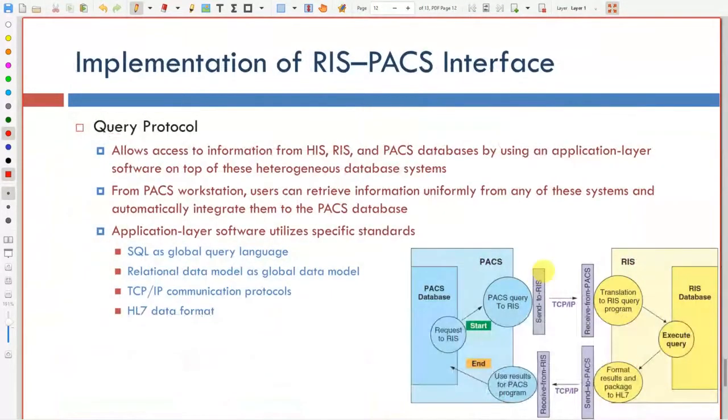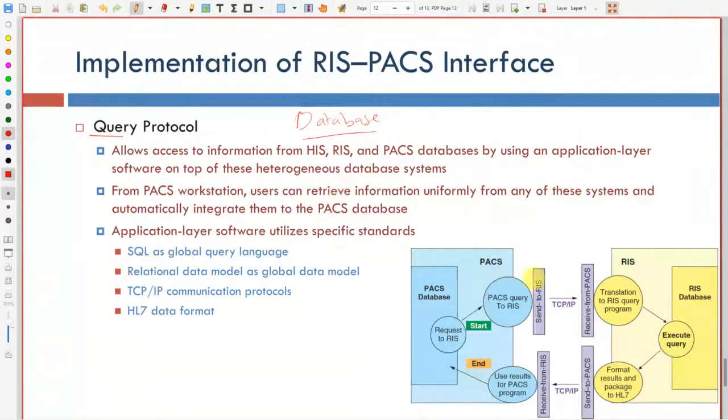The other way of doing that is using a query protocol, okay? This is like you're dealing with databases. Query is very common in database systems. I'm not sure if you're familiar with such systems or not, but query is whatever we do when we deal with a database. So you allow access to information from HIS, RIS, and PACS databases by using an application layer software on top of these heterogeneous databases.